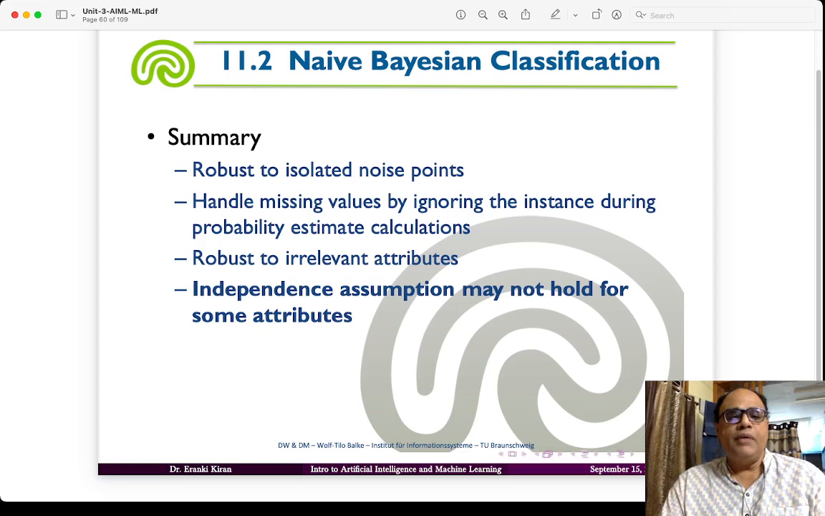One of the drawbacks of this one is that the independence assumption may not hold for some attributes. It assumes that every attribute is independent of the others, which is not really true, because if you consider the salary of an employee, it could depend on the age, education qualifications, and number of years of experience, which all could contribute to the salary of the employee. So not just one single attribute.